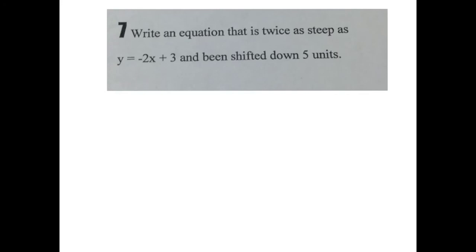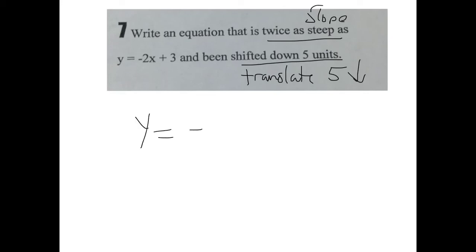Write an equation that is twice as steep and shifted 5 units down. Shift, another word for shift is translate. So it's translated 5 units down. It's twice as steep. So steep has to do with slope. Okay, so let's look at our equation. Y equals negative 2x plus 3.